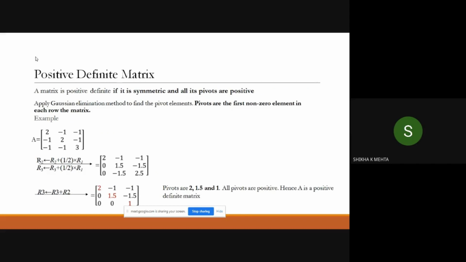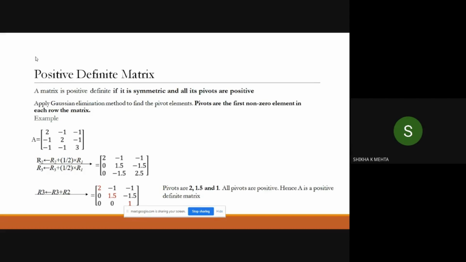Now, a matrix is positive definite if it is symmetric and all its pivots are positive. So let us say you have this A matrix and we convert it into the row echelon form. When we convert it into the lower triangular form, all its pivots are positive. So what are pivots? They are the first non-zero entries in each row, as we have studied in the row echelon form.